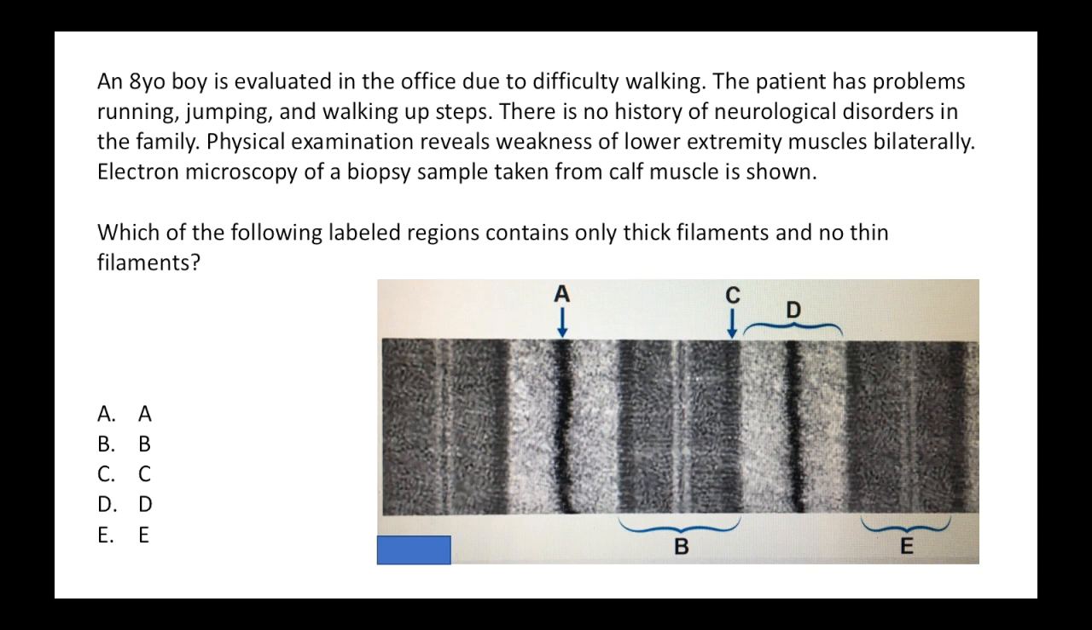Okay. I'm going to start with this one. We have an 8-year-old boy who is evaluated in the office due to difficulty walking. Patient has problems running, jumping, and walking up steps. There is no history of neurological disorders in the family. Physical exam reveals weakness of lower extremity muscles bilaterally. Electron microscopy of a biopsy sample taken from the calf muscle is shown. Which of the following labeled regions contains only thick filaments and no thin filaments?